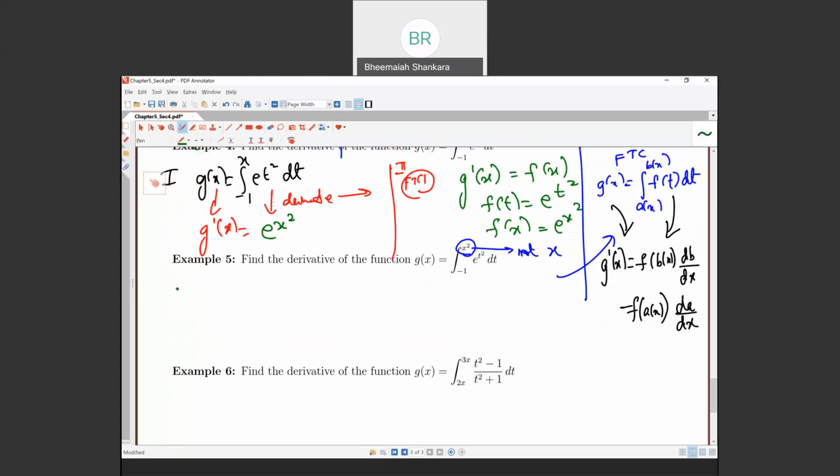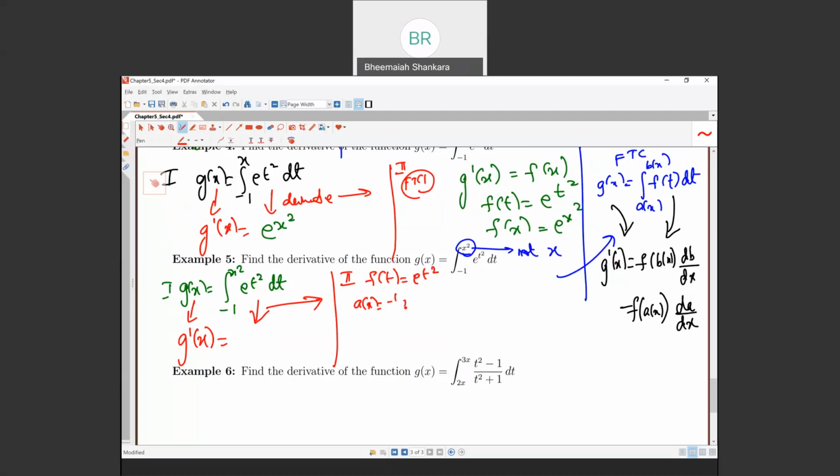First write g of x equals the integral from negative 1 to x square of e to the t square dt. Now you want to differentiate this function g, which is g prime. So here is the explanation. Identify the function f of t as e to the t square. Identify a of x, the lower limit, as negative 1, and b of x, the upper limit, as x square.